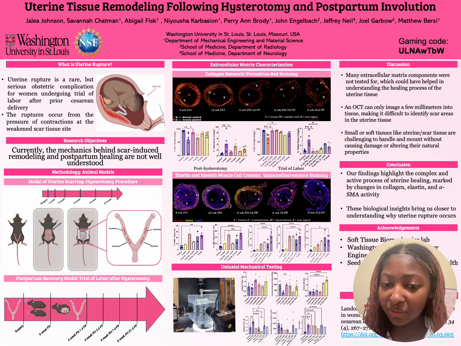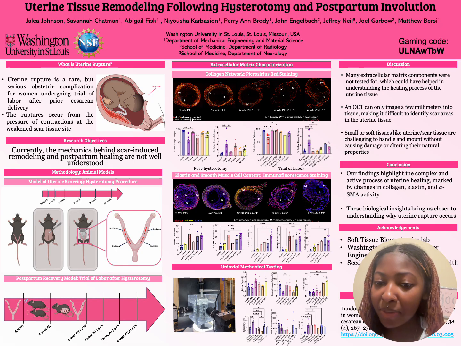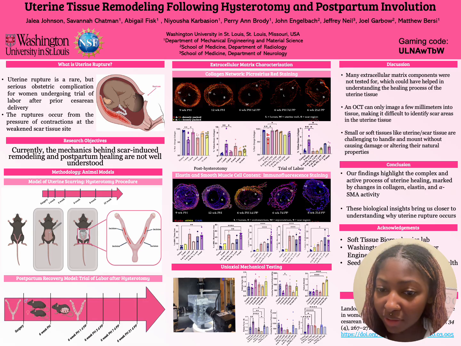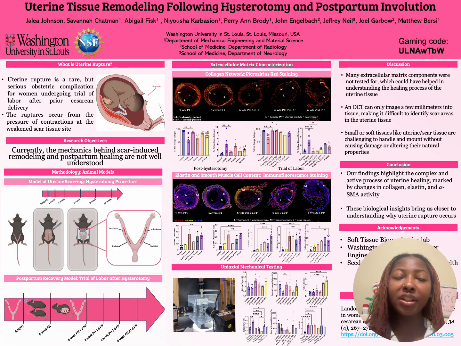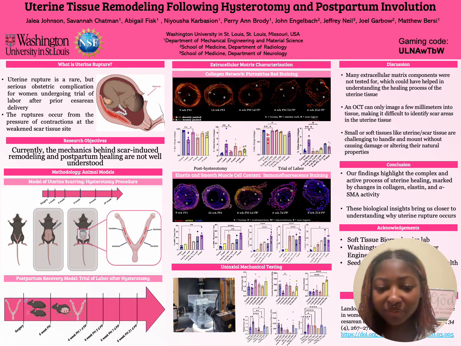In our discussion, we noticed that many extracellular matrix components were not tested for, which could have helped in understanding the healing process of the uterine tissue. Also, optical coherence tomography can only image a few millimeters into the tissue, making it very difficult to identify scar areas in the uterine tissue, which is important in helping us understand the mechanics.